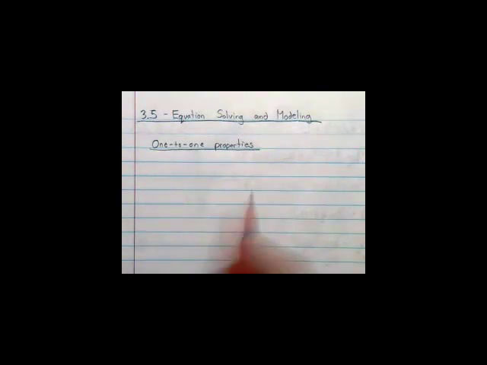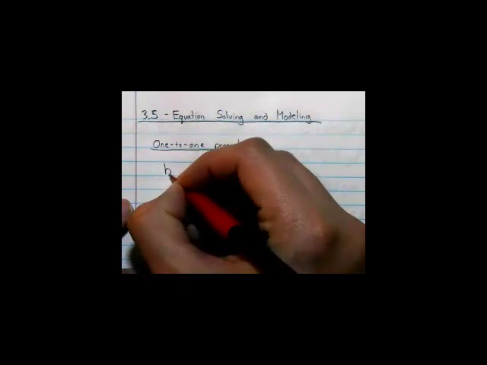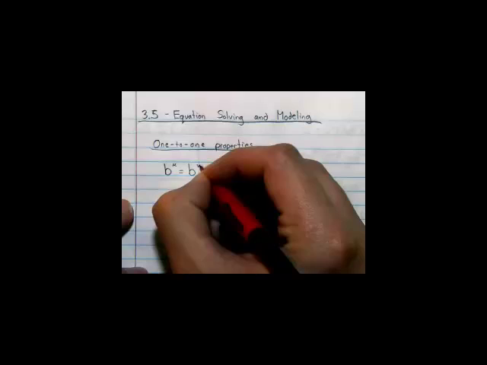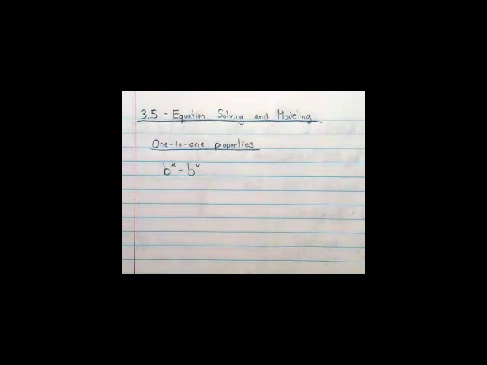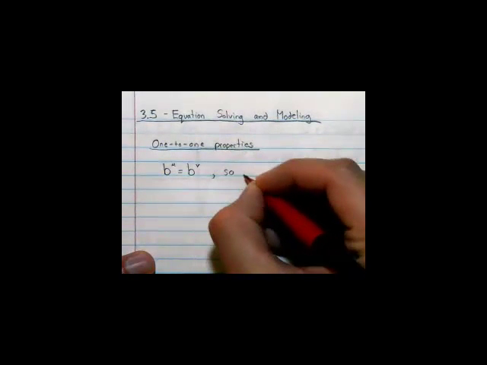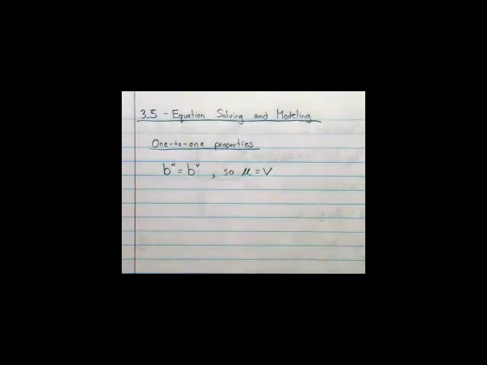So we have these one-to-one properties that let us do that, and they should make a bit of sense here. If you have, let's say, b to the u equals b to the v, what do you suppose you can conclude from that? u and v have to be equal, right? So that's one of them. That's involving exponentials. If you can get an exponential problem down to that, where both sides have the same base, then you can just say the exponents are both the same.